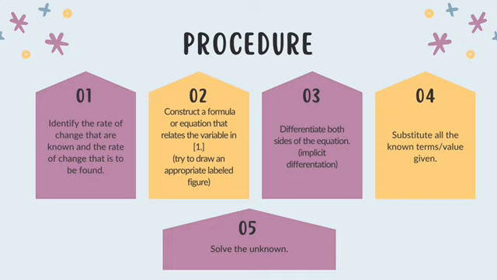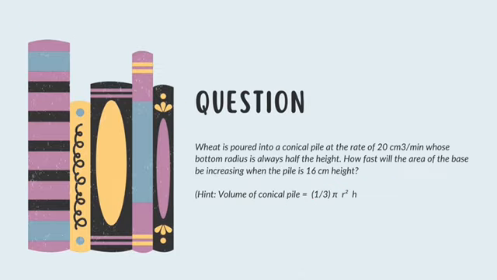Step 3 is differentiate both sides of the equation by using implicit differentiation. After that, you can substitute all the known terms or values given. With that, you can solve for the unknown and get the answer. So let's take a look at the question.